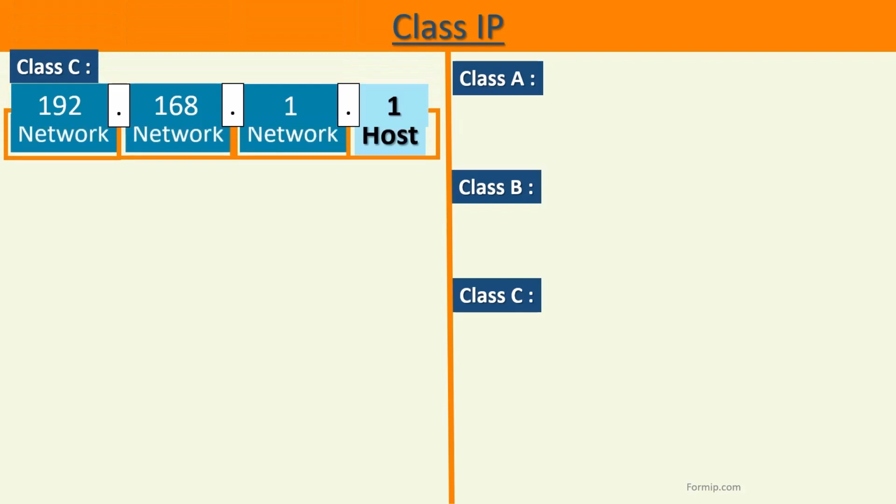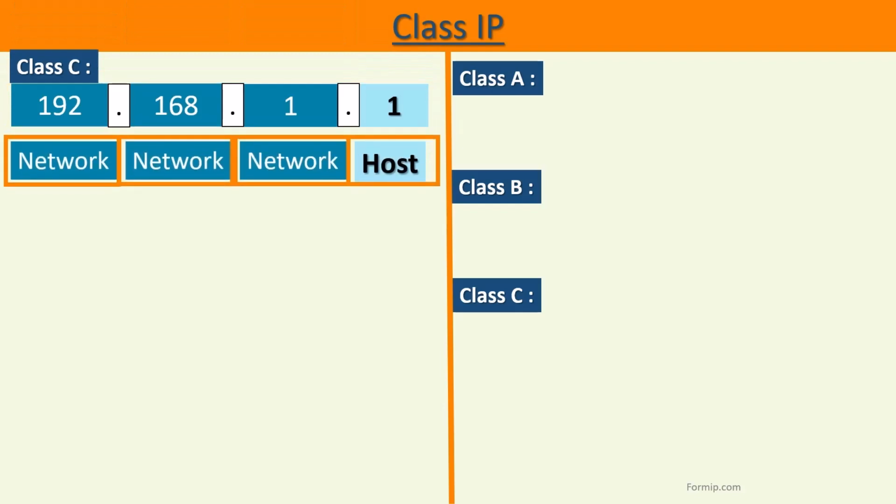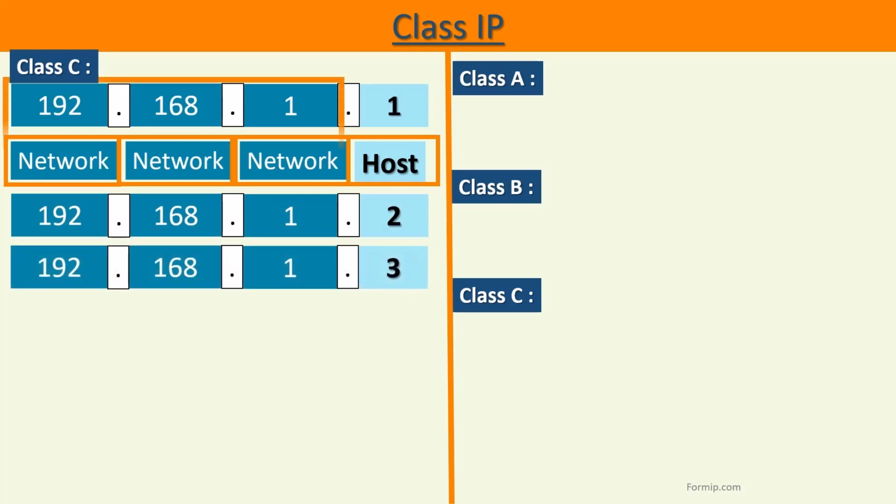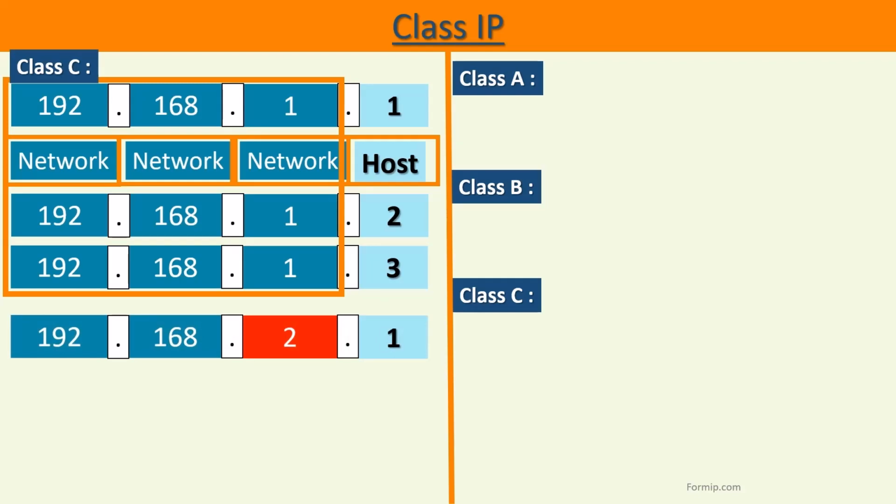Let's take an example. The first 3 bytes are the network part, and the last is the hosts part. So we can use the last octet so that our hosts can have a unique IP address. Computers on the same network can therefore very well have as IP 2, 3, and so on. As you can see, the network part is the same. On the other hand, a computer which carries the address IP 192.168.2.1 will not be in the same network since its network part is different.